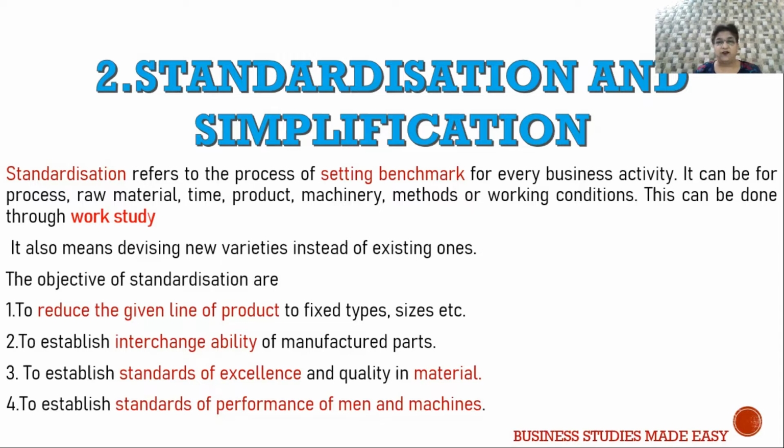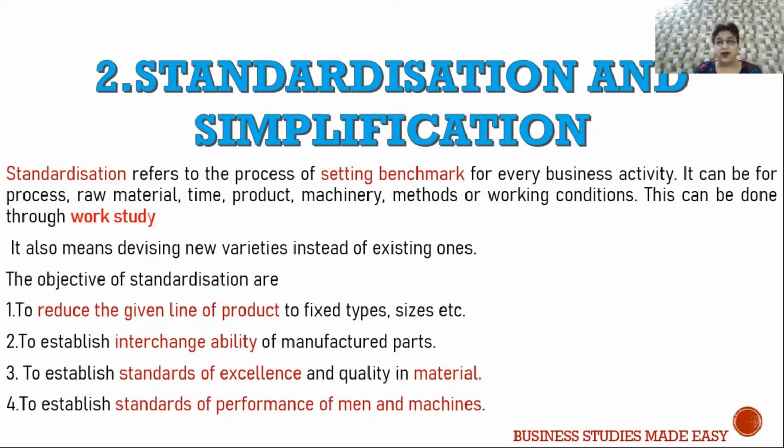So he said, reduce the given line of product, then establish interchangeability. Like the caps of a 2-liter bottle can be used for a 1-liter bottle or 1.5-liter bottle. Interchangeability of parts should be there. And then he said standards of excellence for material. So if you want the product to be of a standard quality, then the material used should also be standard. And not only the material should be of standard, he said establish standards for performance of men and machine. So give the men also some standards. Say machine, you can say that, okay, 10 units have to be made. So the worker works on the machine and he's making 10 units. So he said standards should be set for workers as well as machines and benchmarks for the material used.